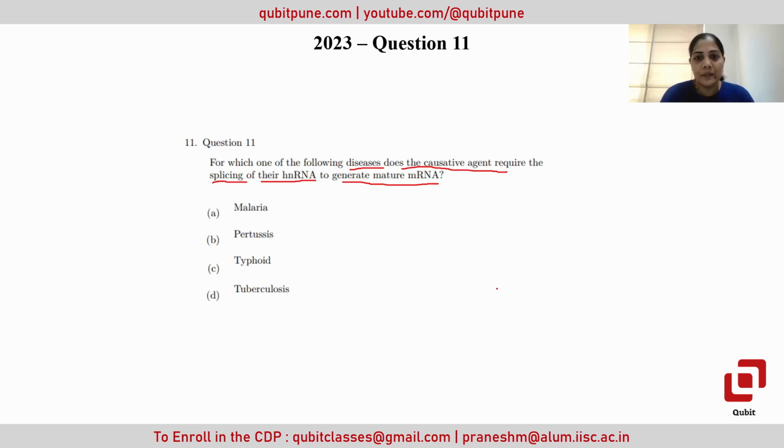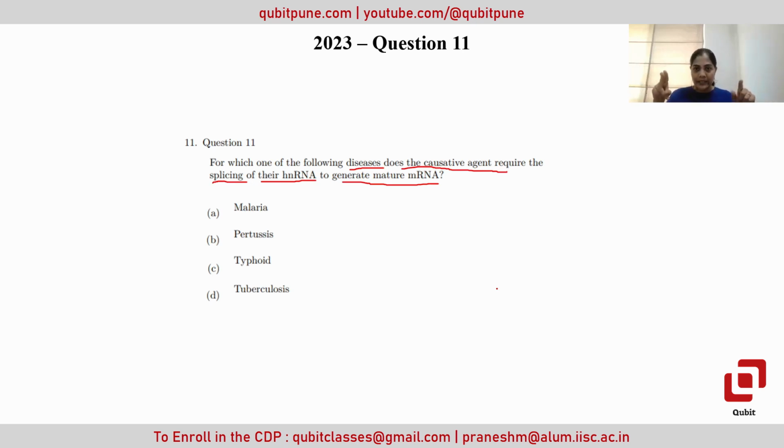Okay. So two parts we have to refer to for this. We are talking about a causative agent for different diseases. We have to consider the examples given for the different diseases. And here we are talking about the causative agent which requires splicing of its hnRNA, that is heterogeneous nuclear RNA, to generate the mature mRNA. So first, understanding that we can have the splicing of the hnRNA to mature RNA, this process is involved in the case of eukaryotes.